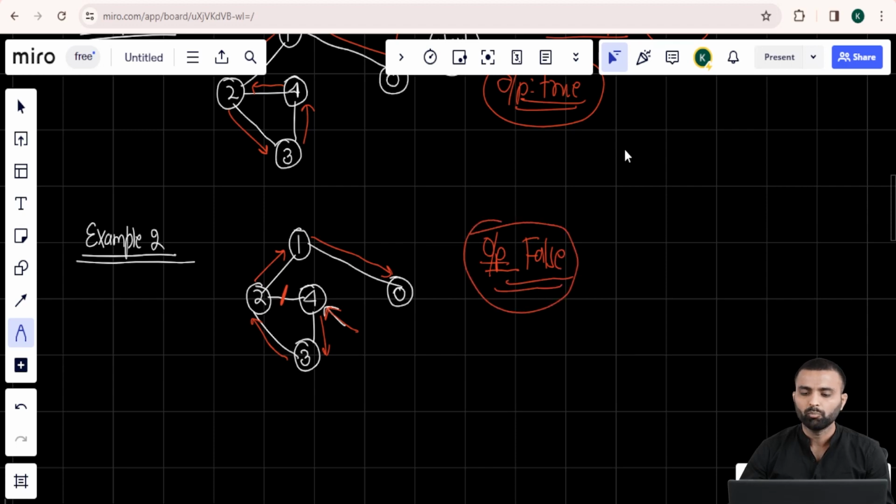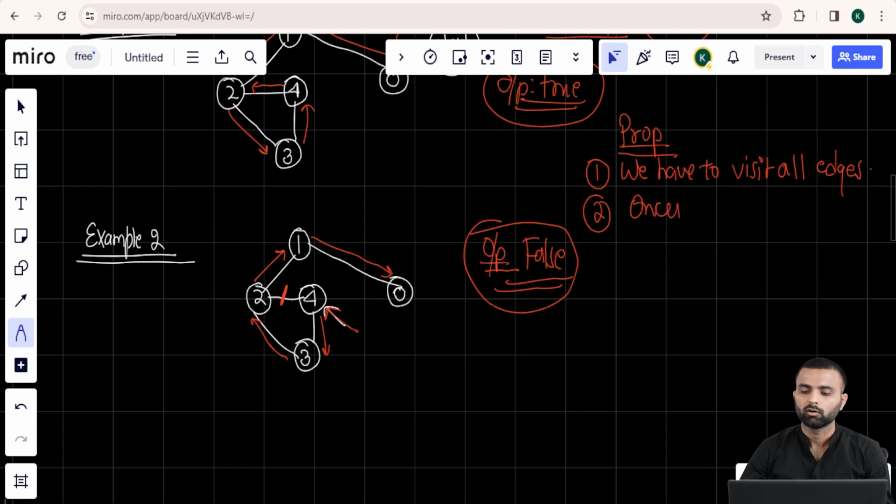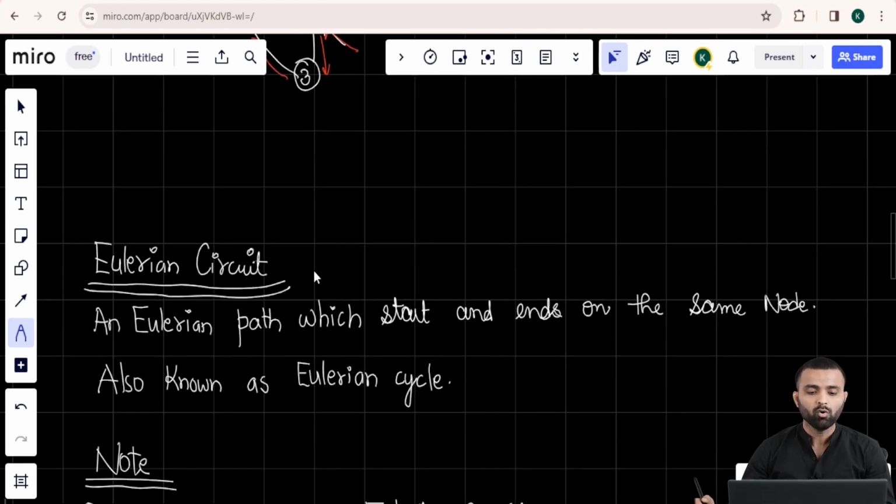So the condition is simple. Let me write here the property: first, we have to visit all edges. Second, we have to visit all the edges exactly once. I hope you understand the meaning of Euler path. It's very simple.